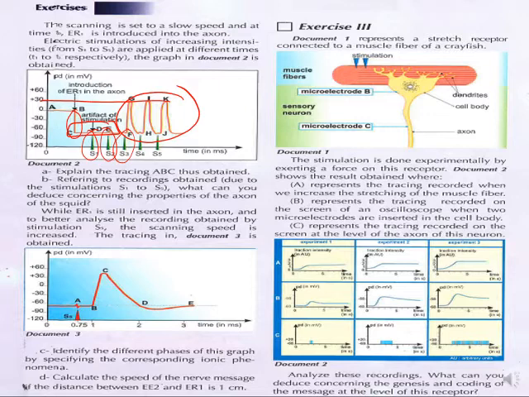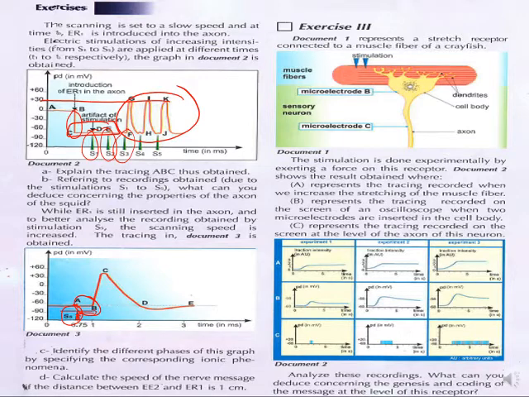We have to say that the graph of document 3 corresponds to the action potential obtained after applying a stimulation. First, curve AB is the time needed for the nerve impulse to reach the recording electrode, so it represents the time delay. The time of AB is 0.25 second, from 0.75 to 1.